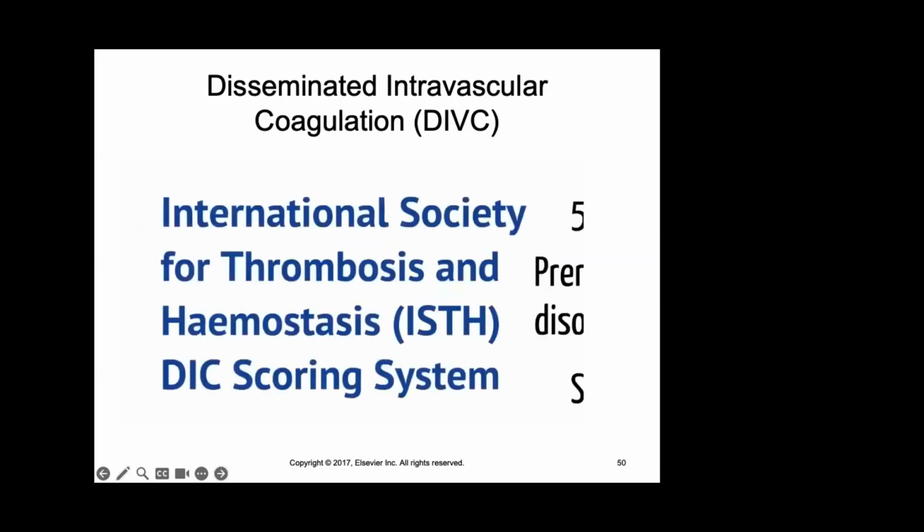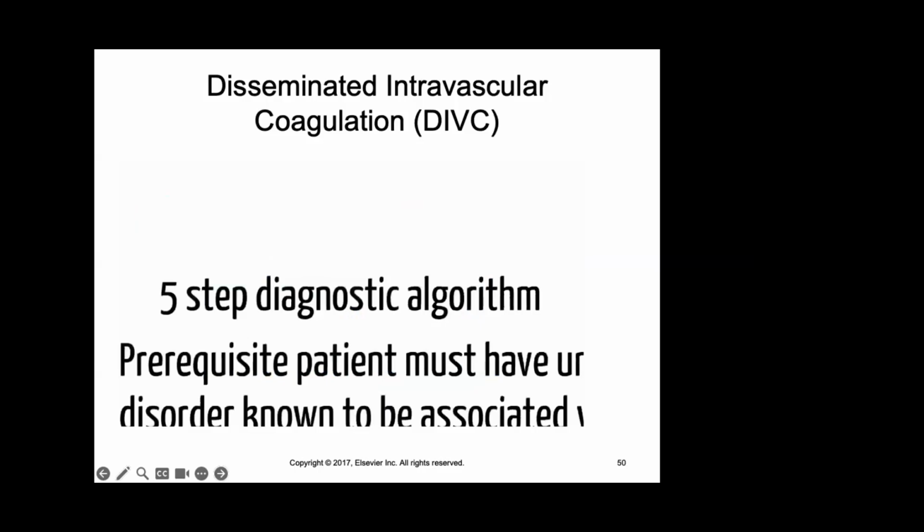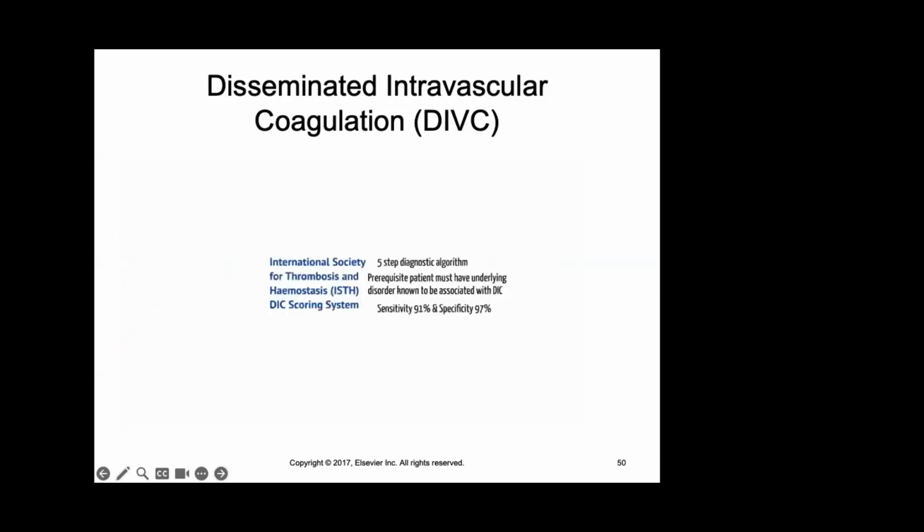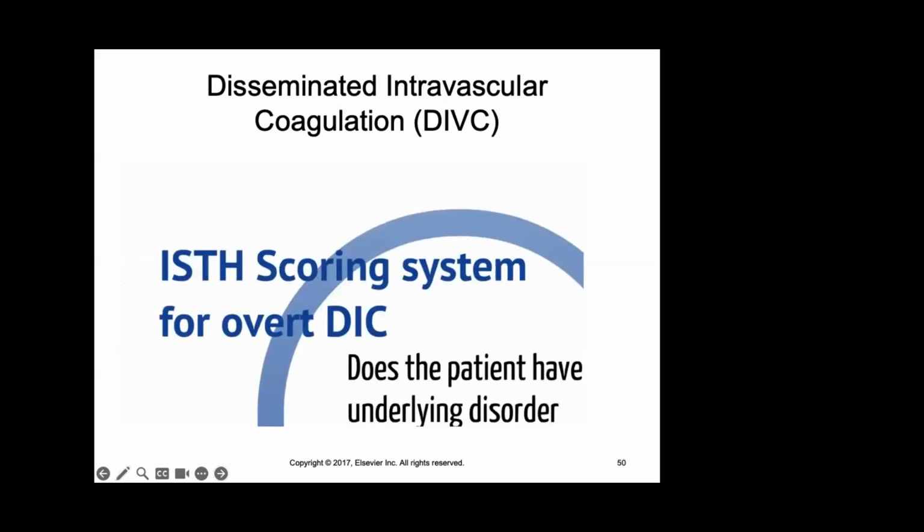The scoring system we use in DIC is the International Society on Thrombosis and Haemostasis DIC scoring system. It's a fairly simple system. It's a 5-step diagnostic algorithm. The prerequisite is that the patient must have an underlying disorder known to be associated with DIC. It has 91% sensitivity and 97% specificity, making the scoring system very good in diagnosing patients who have DIC. So let's go over the system for DIC.